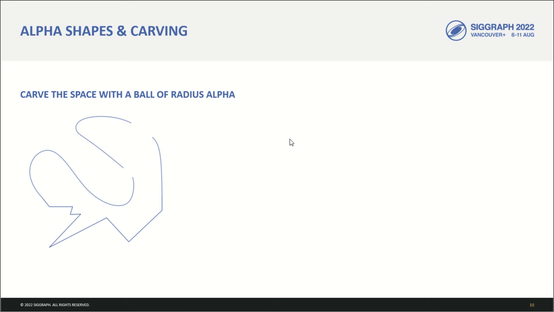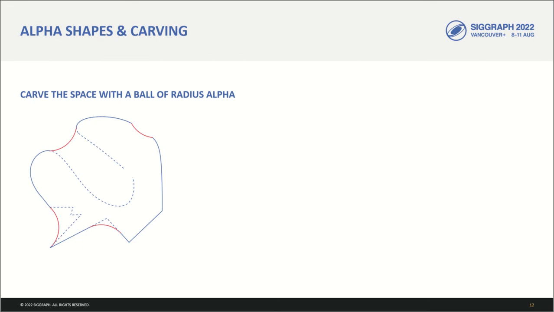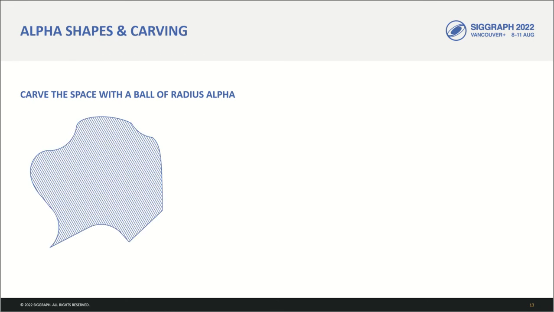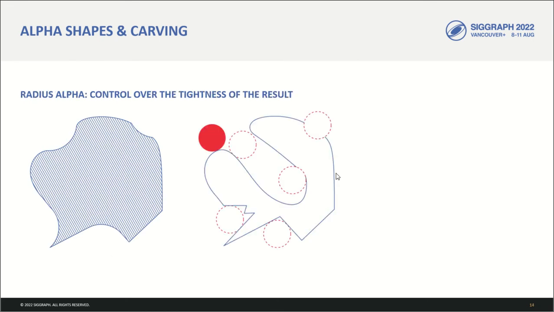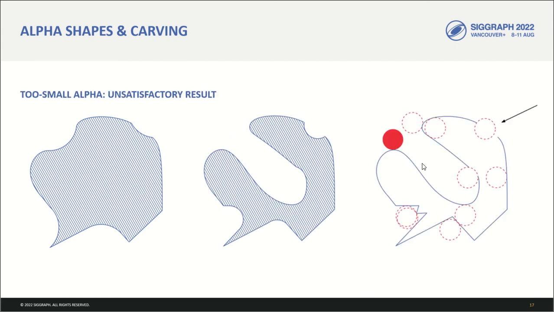Here is an example of alpha carving in 2D with different values for alpha to illustrate the process. We are carving here the space with empty balls of radius alpha. For large alpha, we are going to fill the cavities and holes and obtain something like this. A smaller alpha enables a better approximation as output, and we enter into this cavity while filling the hole. And if the alpha is too small, the carving ball can enter holes, and the result is no longer a closed manifold mesh.